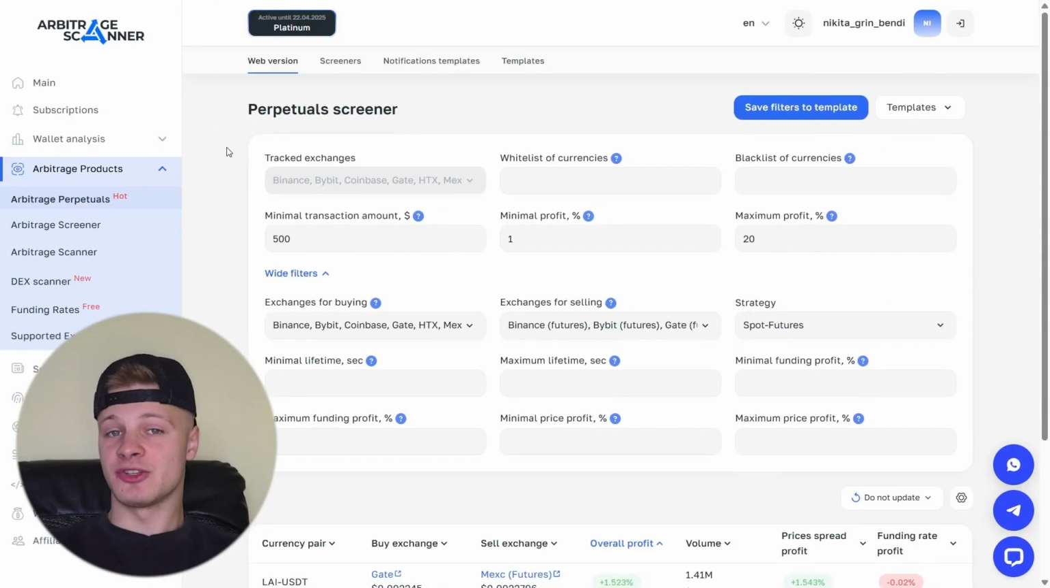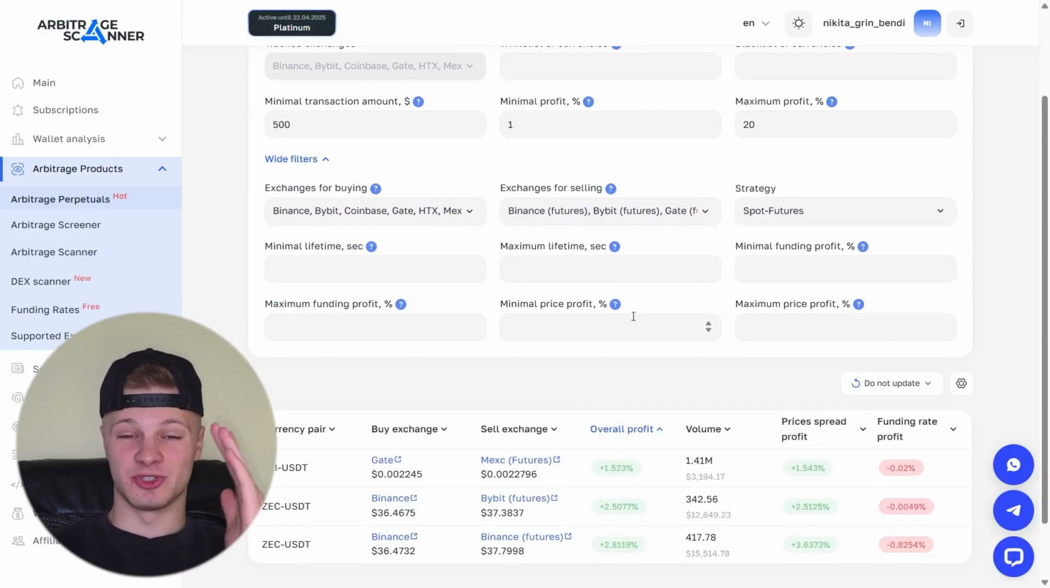First of all, to find such spot plus futures arbitrage opportunities, we go to the Arbitrage Products, Arbitrage Perpetuals tab, and here we see this kind of screener. Here we can set it up however we want: our deposit amount, the profit we want, different exchanges where we want to buy and sell. And all of this can be configured here in detail.